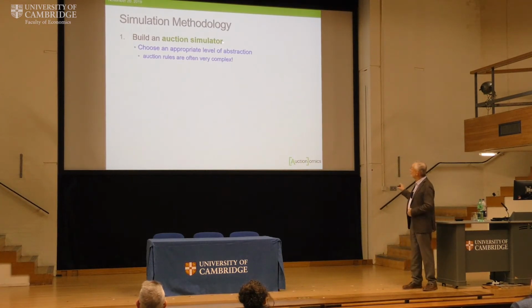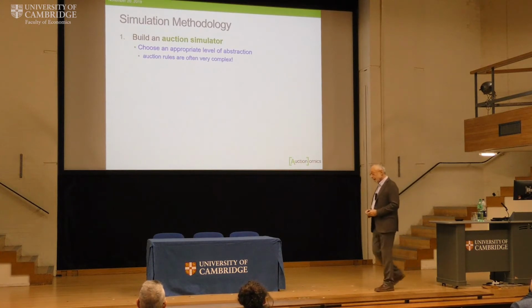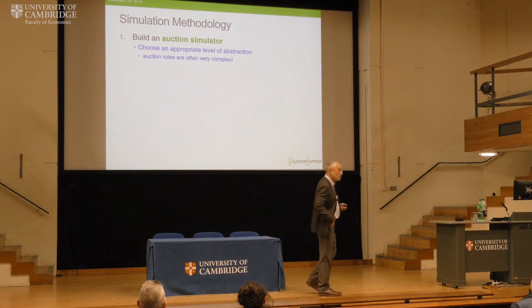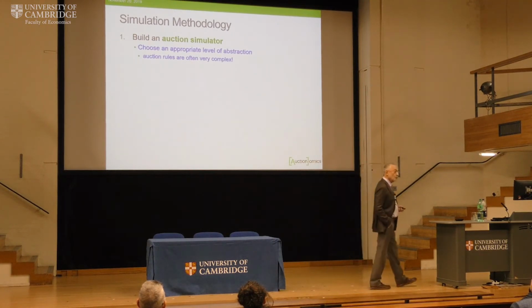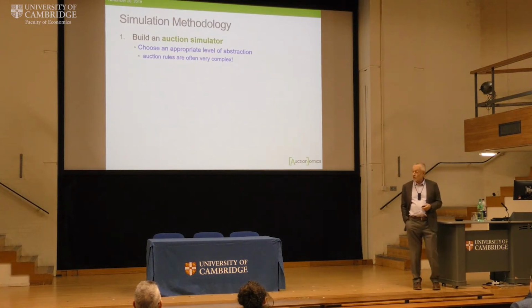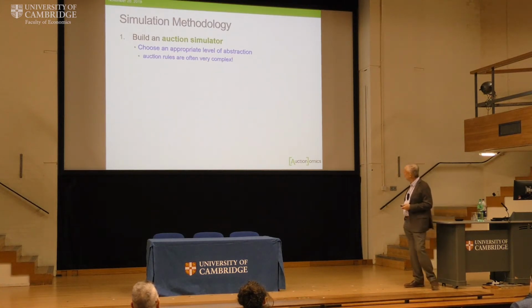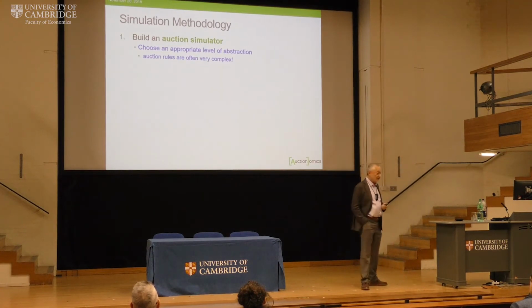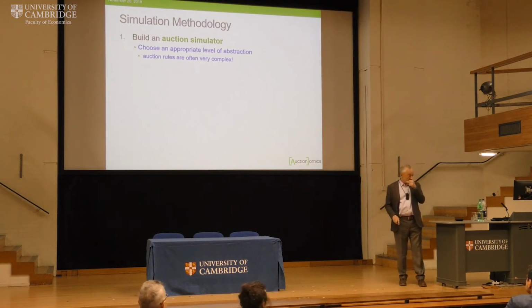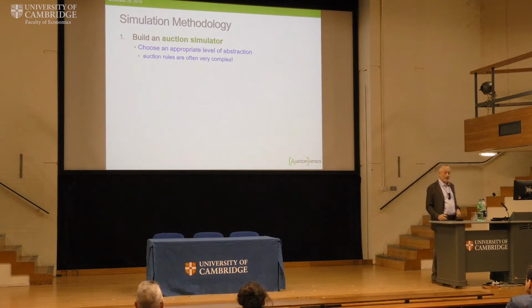First of all, we have to build an auction simulator. Now, yesterday when I described the rules of the auction to you, I simplified a little bit. When we do a simulation, for theory, it helps to simplify a lot. When we do simulations, we try to be a little more realistic and include more of the detail of the auction, and I'll tell you about some of that detail as we go along. But you still have to choose the appropriate level of abstraction at which you're going to operate to do that, and so that's a step. The detailed auction rules themselves are actually very complex.